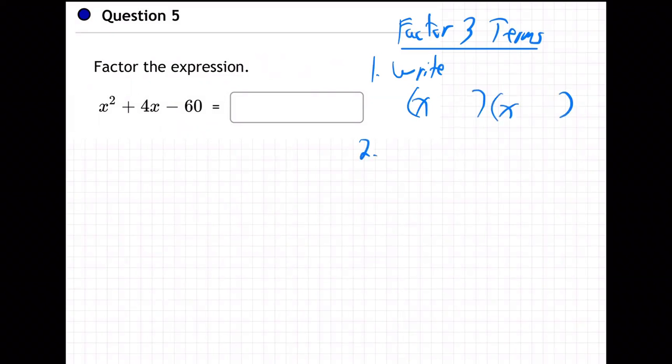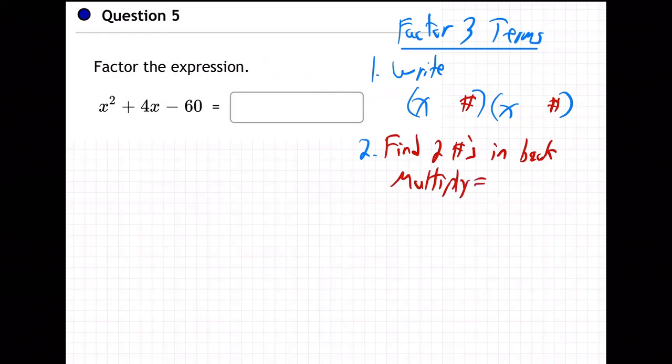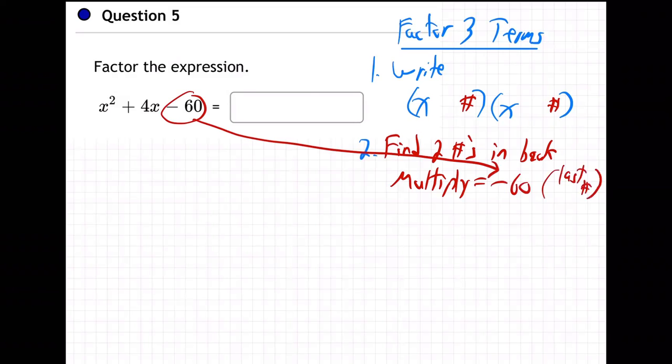Second step is we're going to realize there's going to be a number that goes in the back of each parenthesis. Find the 2 numbers in the back that multiply to equal the last, let's just call it the last number. Last number, meaning this right here. So multiply, let me just write, to equal -60. So it's the last number, okay?